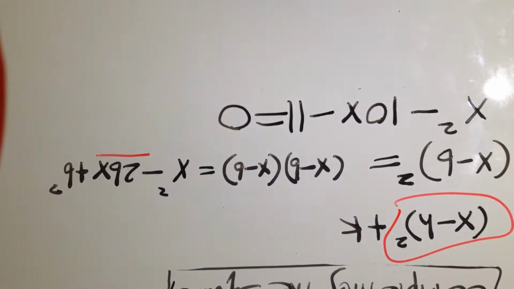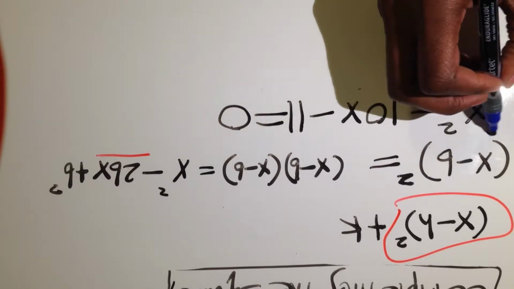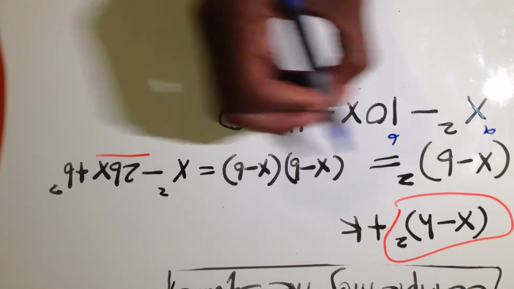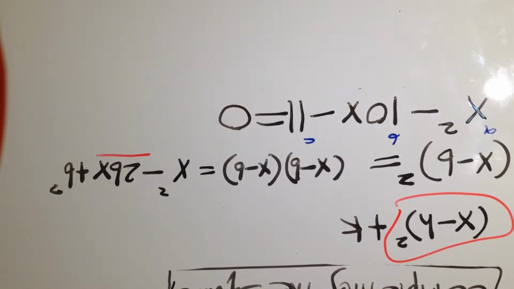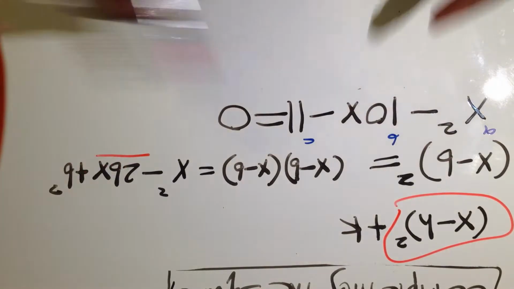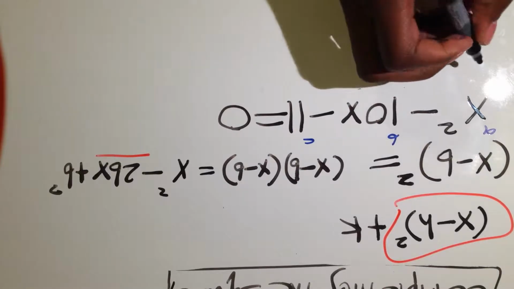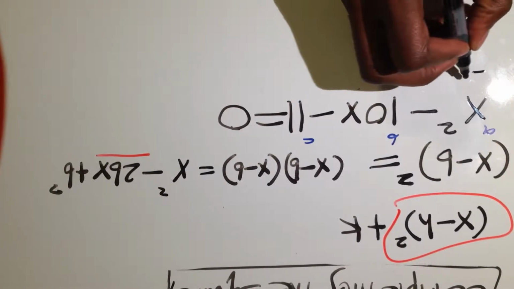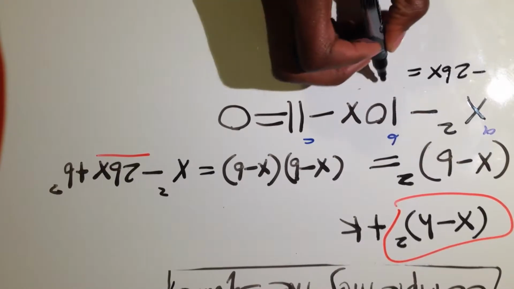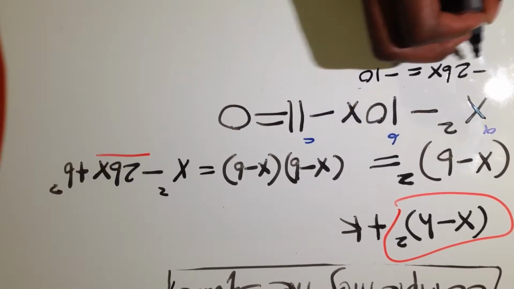Let's say they give this to us, right? This will be our a, which is an invisible 1 by default, and this is b, and this is c. So what we're going to do is take this here, minus 2bx. That's b, right? So we're going to take minus 2bx, and it equals -10.